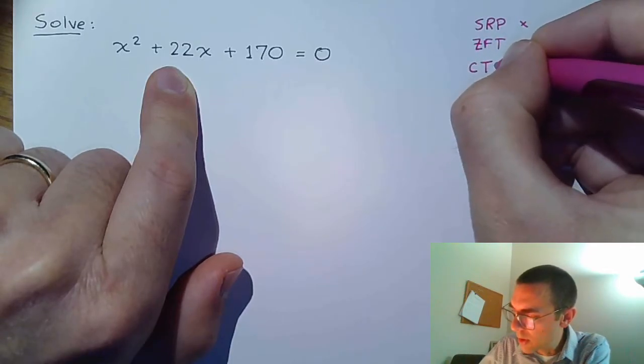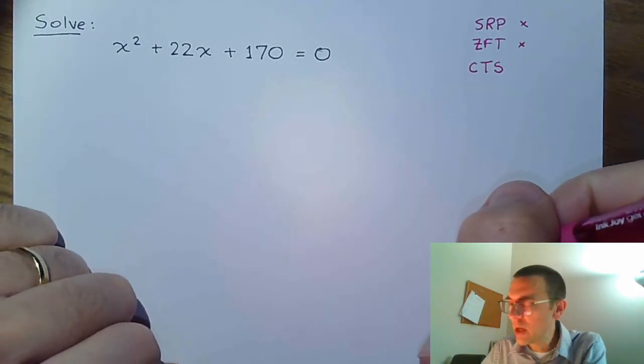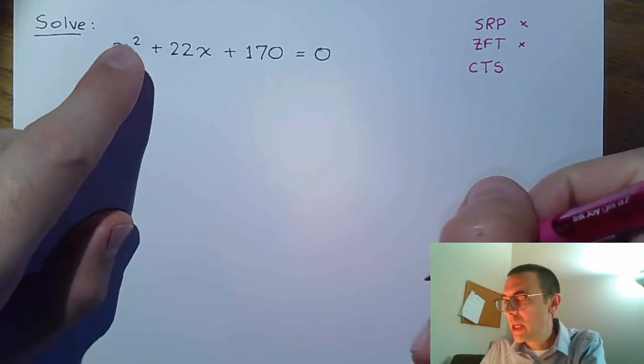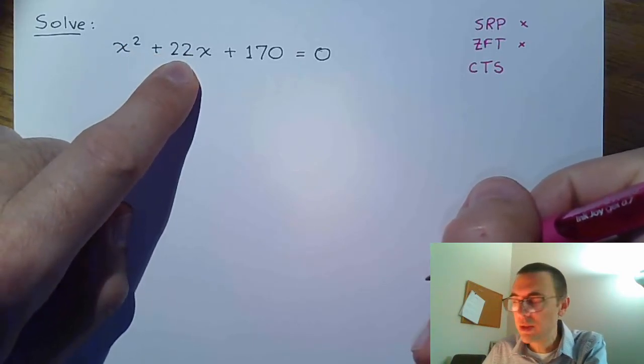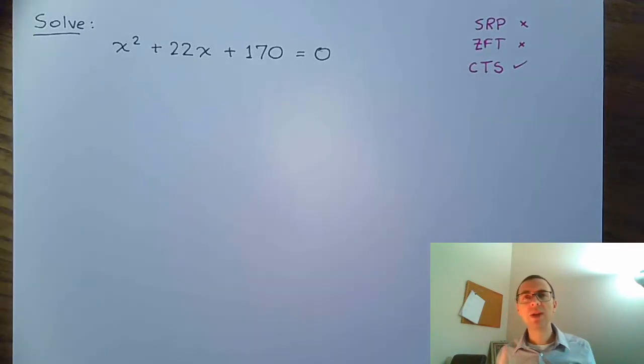And what about completing the square? Is that something that works here? Well, let's see. For completing the square, you want the lead coefficient here to be 1. It is. And you want the middle coefficient to be even. And it is. So that tells us that completing the square is going to be the best method for us to use here to solve this quadratic equation.